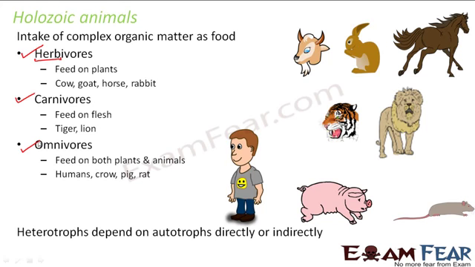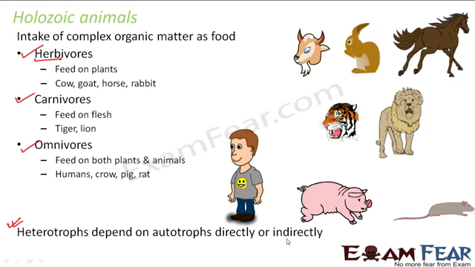So what did we conclude? Based on our study on modes of nutrition, we concluded that heterotrophs depend on autotrophs directly or indirectly. Autotrophs are the ones which prepare their own food. So they are self-dependent. They do not depend on anybody for their food. But heterotrophs have to depend on the autotrophs in some way or the other. They will depend on the autotrophs directly when they directly feed on plants, for example, the herbivores. They will depend on the autotrophs indirectly when they do not feed on the plants directly, but they feed on something which feeds on plants.